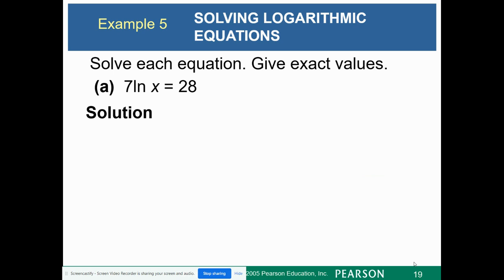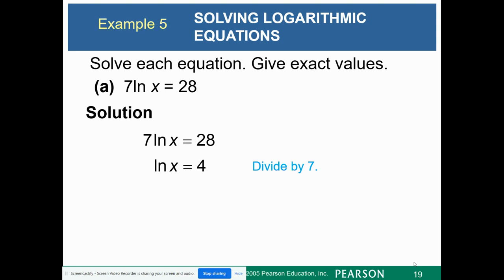Here's another example. 7 times the natural log of x equals 28. So I have a logarithm on one side, but I don't have it on the other side. Now, I wouldn't say that there's a single logarithm yet because that 7 is being multiplied by the natural log of x. So the first thing we want to do is divide by 7. Now I have a single logarithm on the left-hand side and a term on the right-hand side.